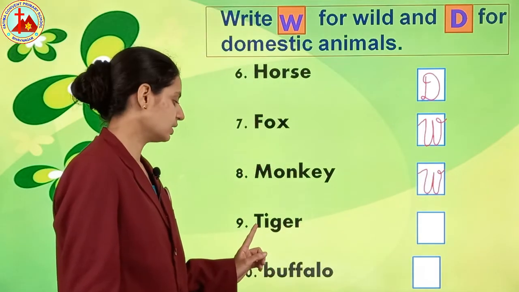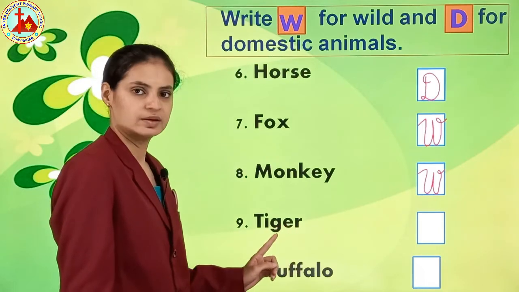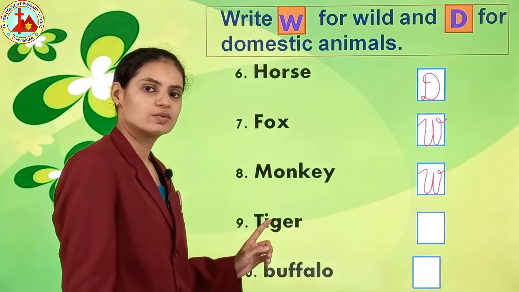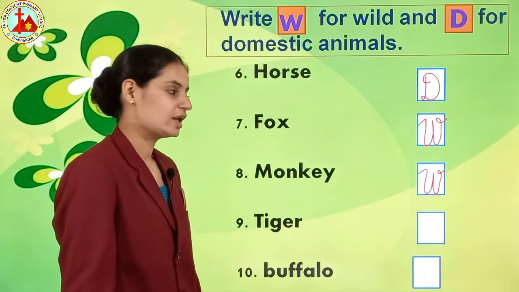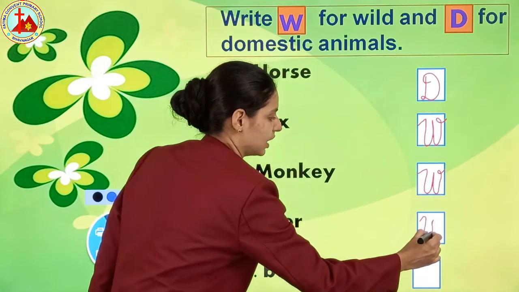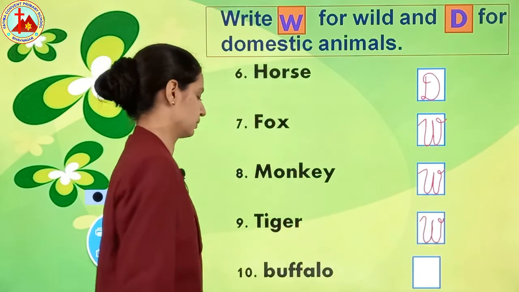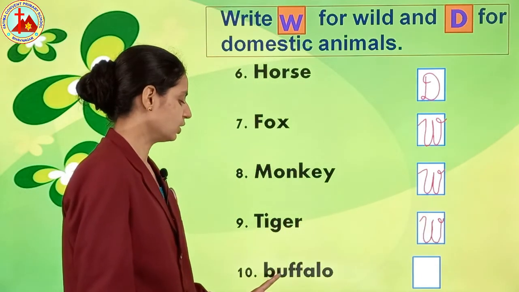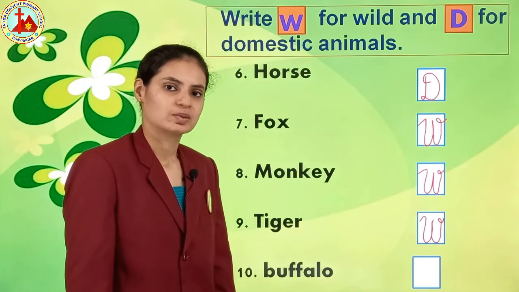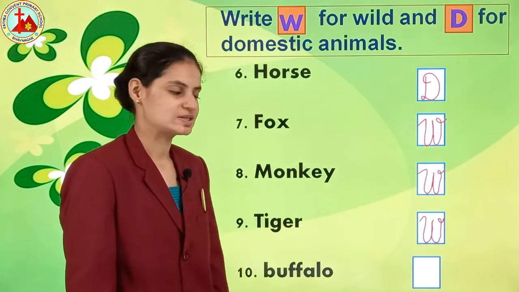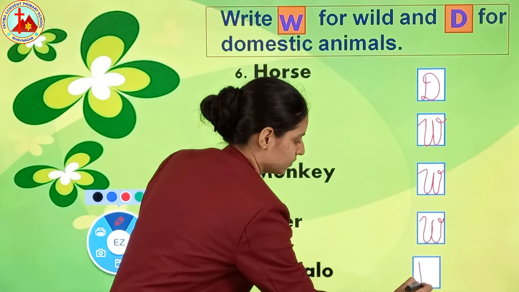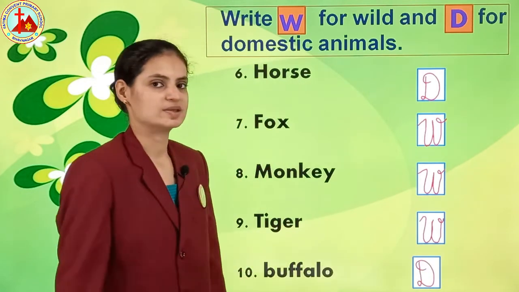Ninth number, T-I-G-E-R, tiger. Tiger is our national animal and tiger lives in forest. So tiger is a wild animal. Here what we have to write for wild animal? W. Cursive capital W. And the last one is B-U-double-F-A-L-O, buffalo. Buffalo is which animal? We see buffalo around us. So it is domestic animal. For domestic animal, we have to write D. Cursive capital D. Buffalo is domestic animal.